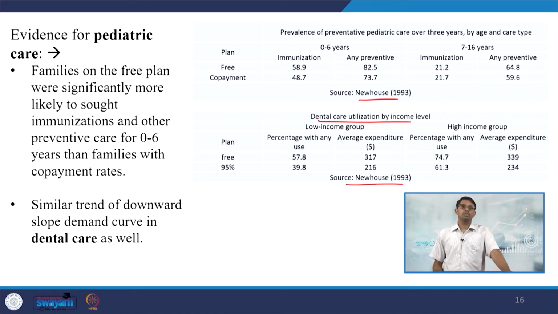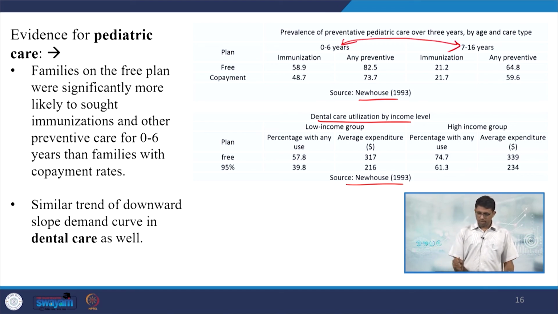The families on the free plan were significantly more likely to start immunizations and other preventive care. Here we have also emphasized age group wise categories. Now, you can imagine to what extent consultation and research are possible. Here we compare by expenditure and standard of living as well, the free plan as compared to the 95% payment plan, by income group and standard of living. We observe a similar downward sloping curve in dental care as well. So, you can cross check, and elastic demand can also be calculated based on these examples.